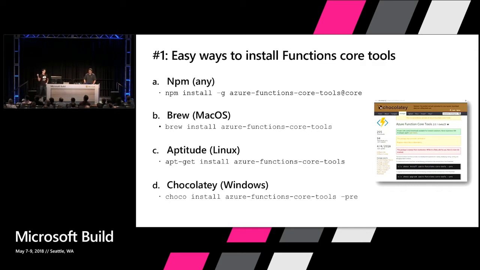So thanks to some PMs on the team, we helped drive additional easy installations. If you're on a Mac, you can use Brew, which would be native to you. If you're on Linux, you can use apt-get, and you can use Chocolatey on Windows. That makes it easier than the only options we had before. So it's a practical way to get started installing your tools.